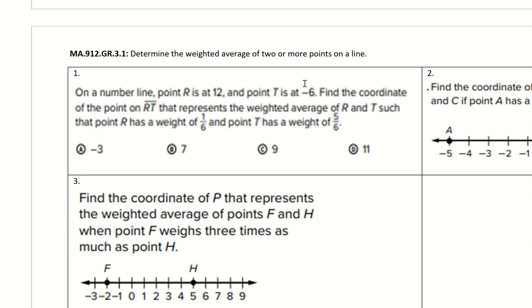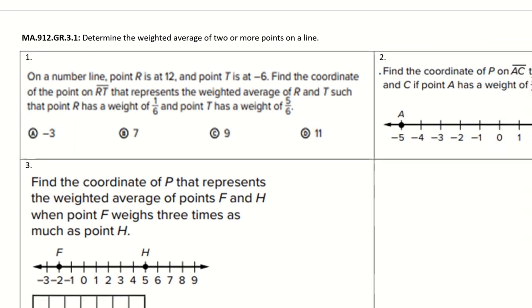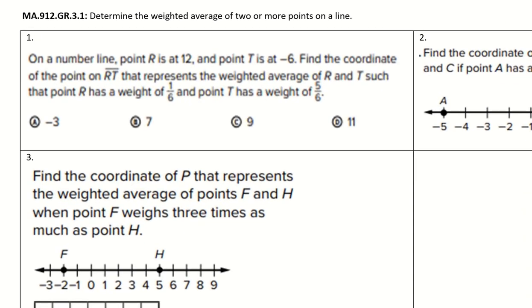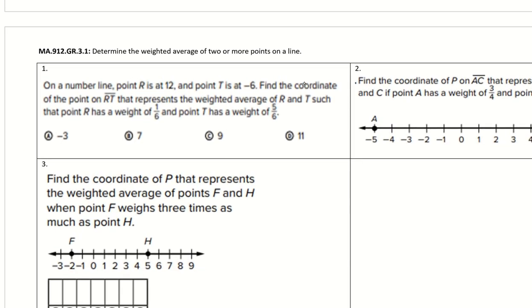All right, so 3.1, determine the weighted average of 2 or more points on a line. Okay, so the formula for weighted average, I'll write it down over here because we're going to be using it often. x equals, if you want to find the x coordinate of the weighted average, you just take the x1 coordinate times w1, that's w is the weight, and x2 times the weight 2 over the sum of the weights. So that's why it's called weighted average, because there's a weight assigned to each point.